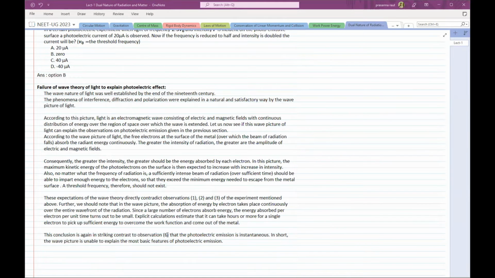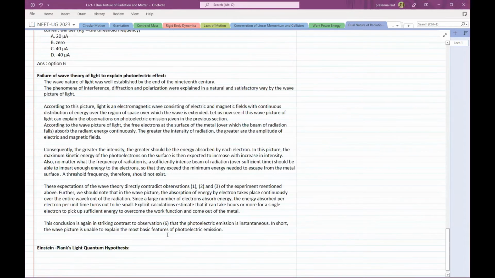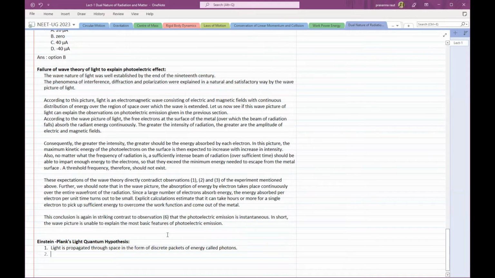Now this theory is called Einstein-Planck's light quantum hypothesis at that time, और सिंपली quantum theory of light जिसे आप बोलते हैं. ठीक है. Now, in this quantum theory of light, instead of assuming that light is in the form of a continuous wave, we assume that light is propagated through space in the form of discrete packets of energy called photons. So here we introduce the term photons. And what is a photon?